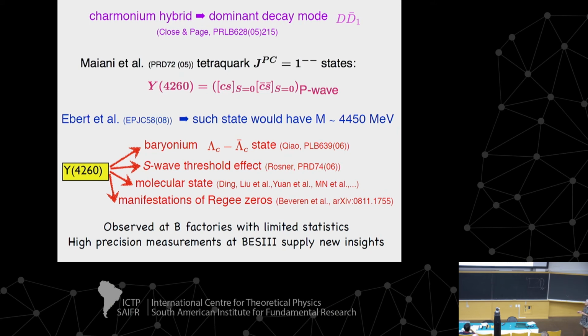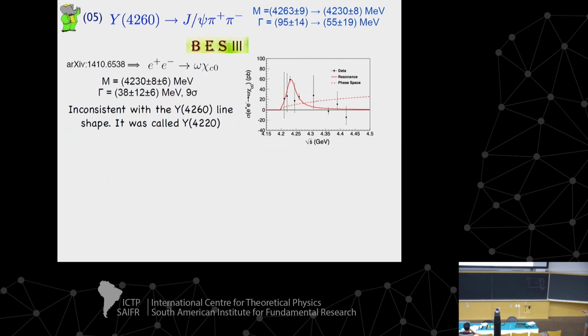And now BESIII is investigating these states again, and they have much higher statistics. So you can ask what they are seeing. Here I put what we know about the Y(4260). This is the mass and width from the first observation, and this is the mass and width if you look at PDG now. Here is the first observation of the Y by BESIII. This was done in 2014, and they observed this state in this decay channel here. This is the mass and decay width they observed, and they said this is not consistent with 4260.